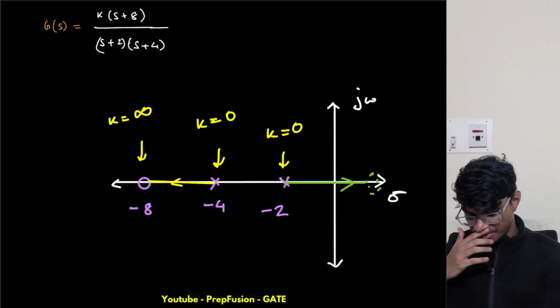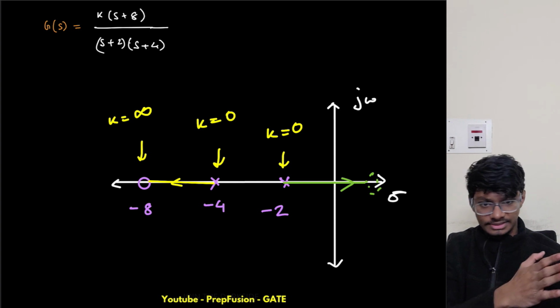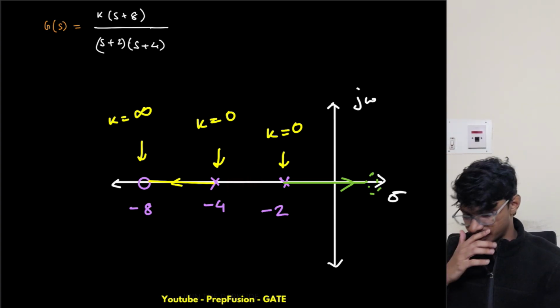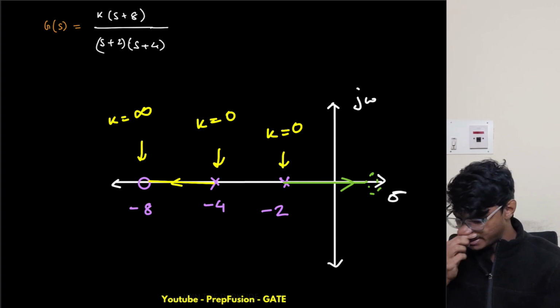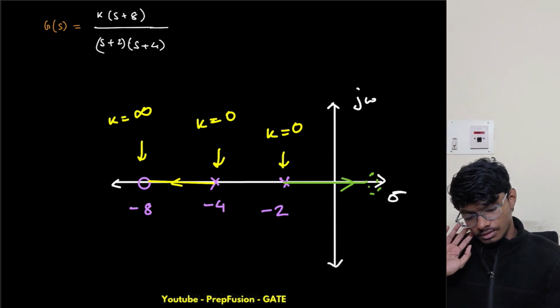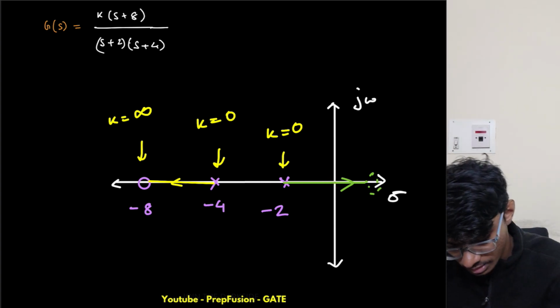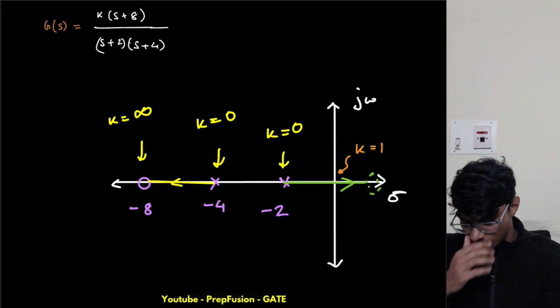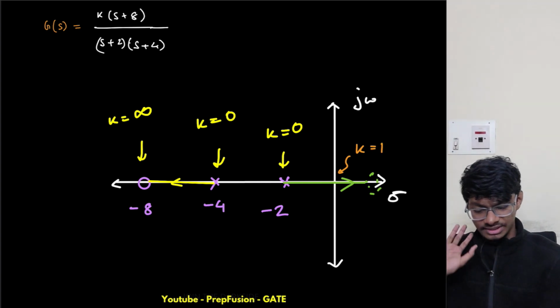Basically this one will go until this asymptote, and this one will go until this asymptote. I won't have any breakpoints here, so that is fine. This is the crossover point, I hope we got that. At the crossover point, what is the value of k? K is 1 here. So I won't have any breakaway point. So this is my simple root locus.